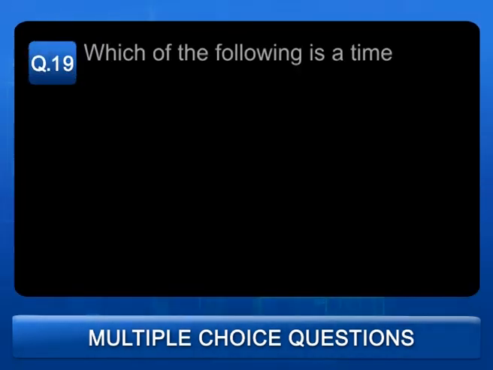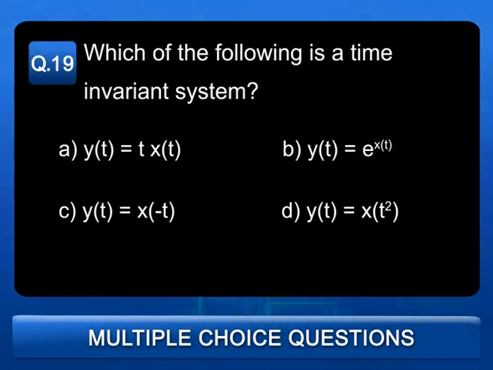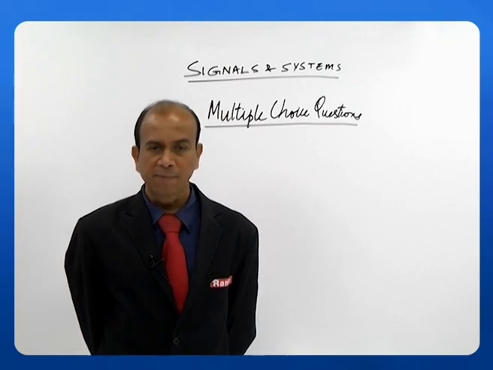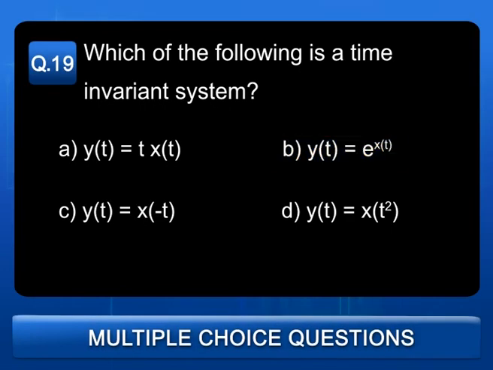Let's look at the 19th question now. Which of the following is a time invariant system? A. y of t is equal to t x of t. B. y of t is equal to e to the power of x of t. C. y of t is equal to x of minus t. D. y of t is equal to x of t square. The time invariant system is B, where y of t is equal to e to the power of x of t is a time invariant system.